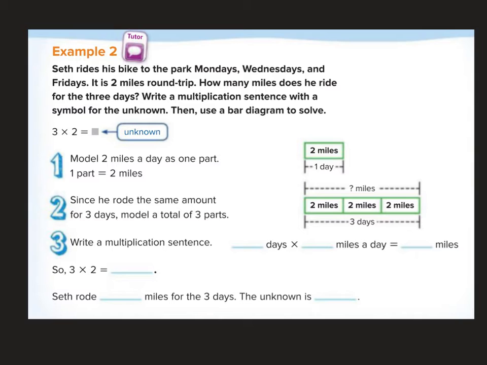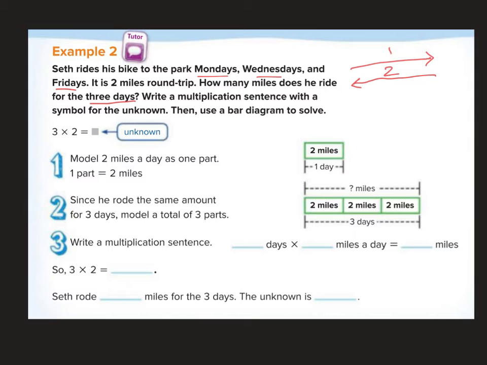All right, let's hop on over to example 2. Seth rides his bike to the park Mondays, Wednesdays, and Fridays. It is 2 miles round trip. So that means approximately 1 mile to get there, and 1 mile to get back. So 2 miles to get to the park and back home. How many miles does he ride for the 3 days?